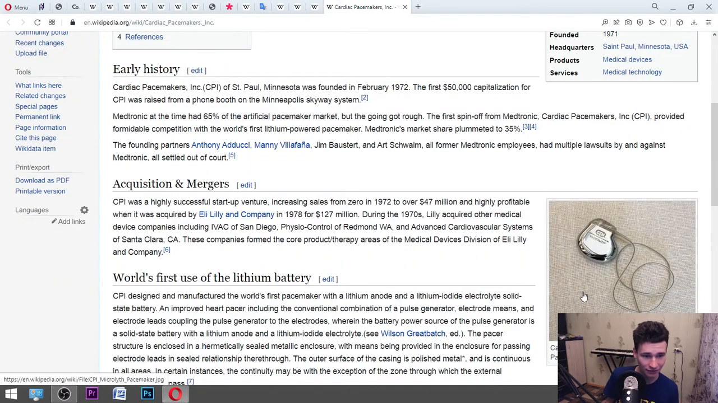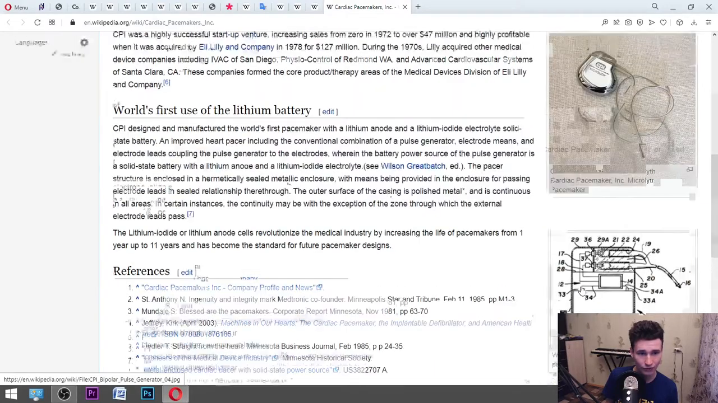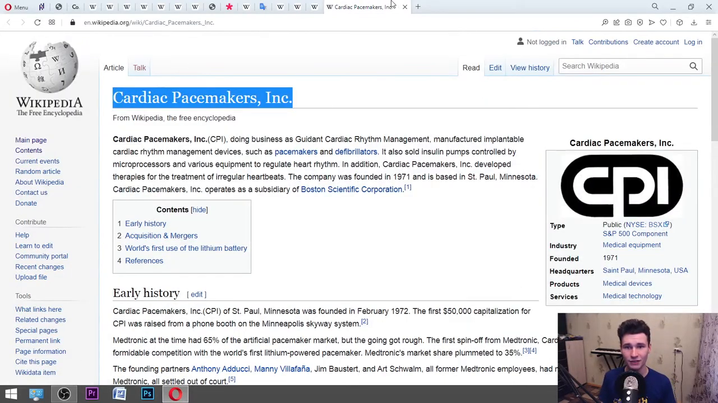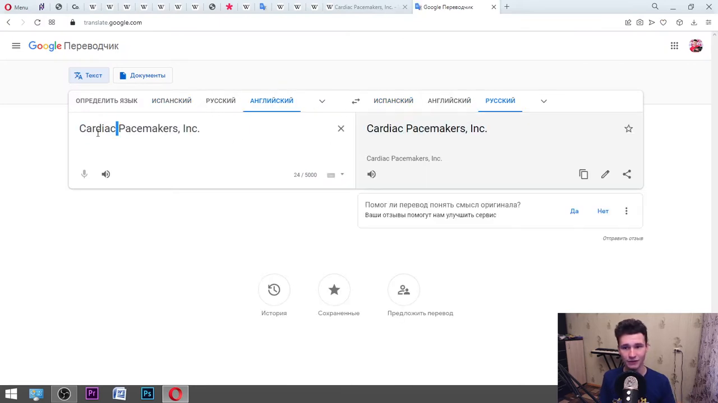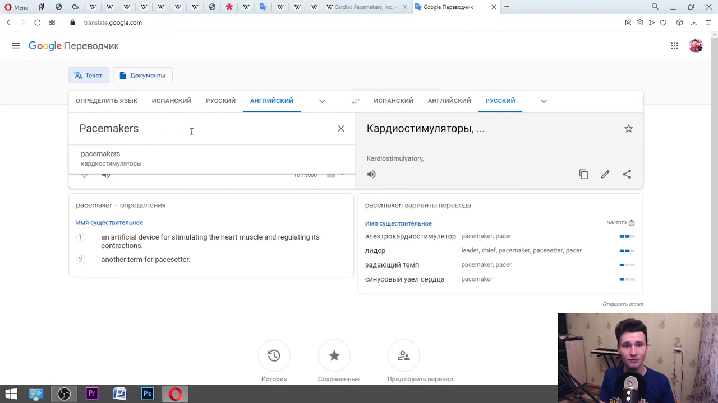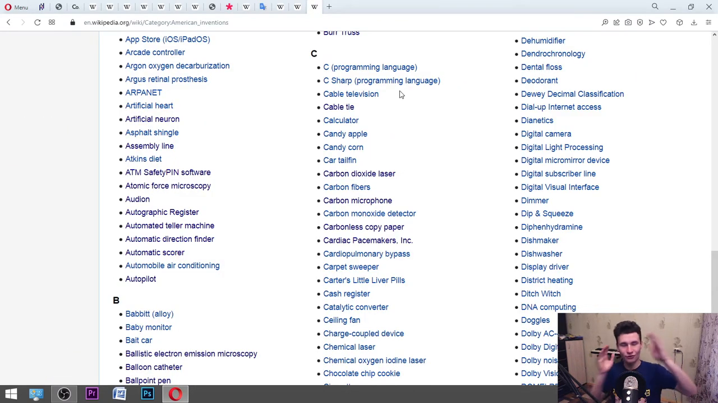And it is cardiac pacemaker, and actually, what is it? Let's find out in Google Translate, because I don't know what it is. Maybe you know. Pacemakers, it is rhythm. Кардиостимуляторы in Russian. Okay, it is something for our cardiac system, for the heart. Yes, we use it for rhythmic pulses and also.